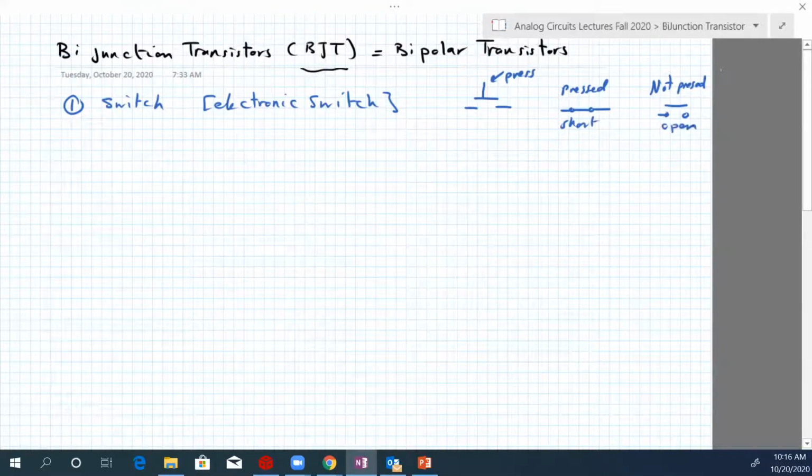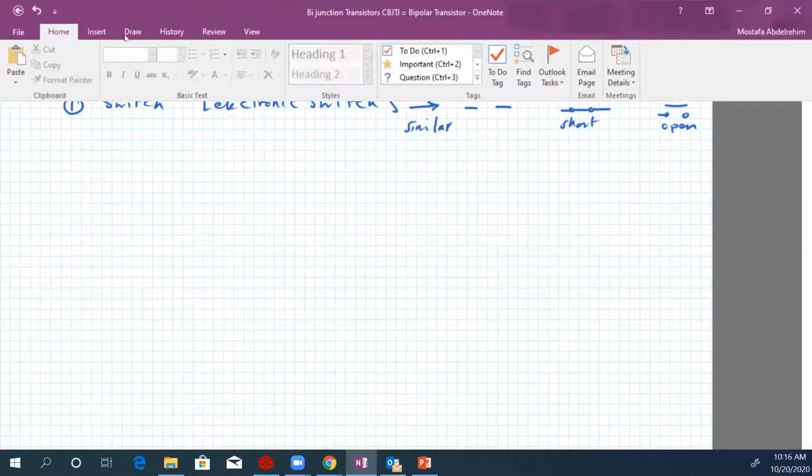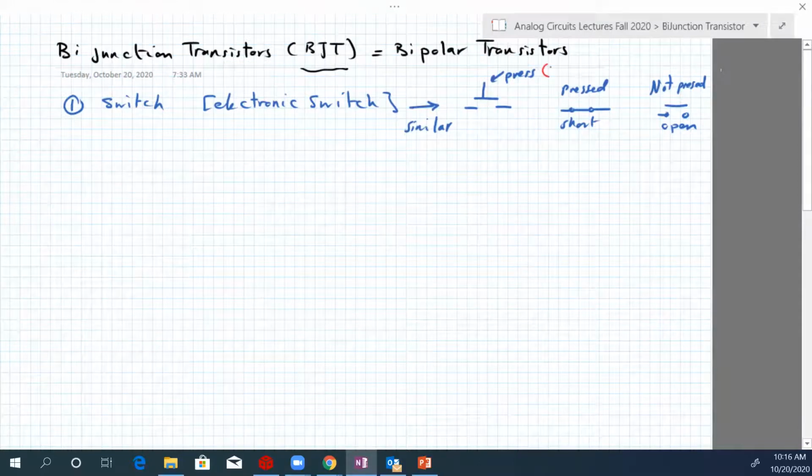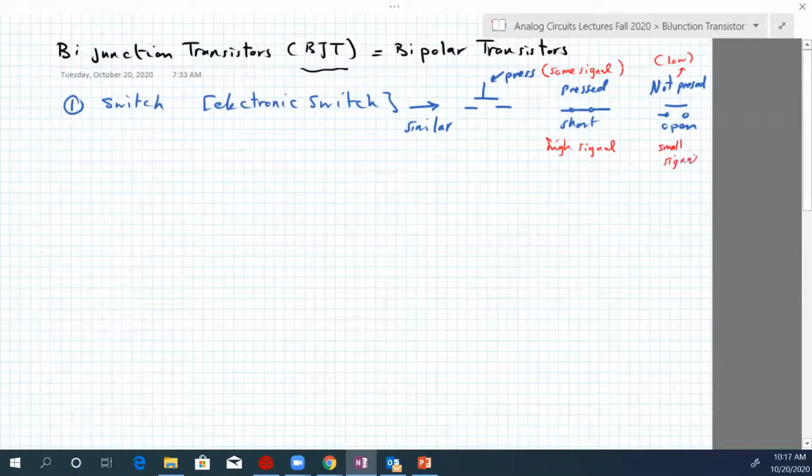You can do that with transistors. So transistors can do something similar to this, but electronically. It will not be a press, it will be using some signal value. For example, if this voltage is 5 volt, it will be closed like this. High signal, we can say. If the signal is low, for example, 0 volt, small signal or low signal, it will be open.